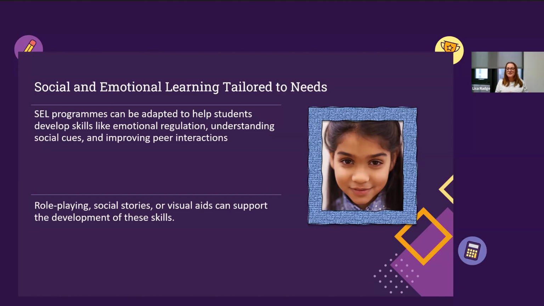Role playing can be really good. It doesn't have to be in a drama scenario. We might use a program that we've watched together as a class. We might use the characters in a film that we're familiar with to look at those interactions and what would this person be thinking in those interactions.